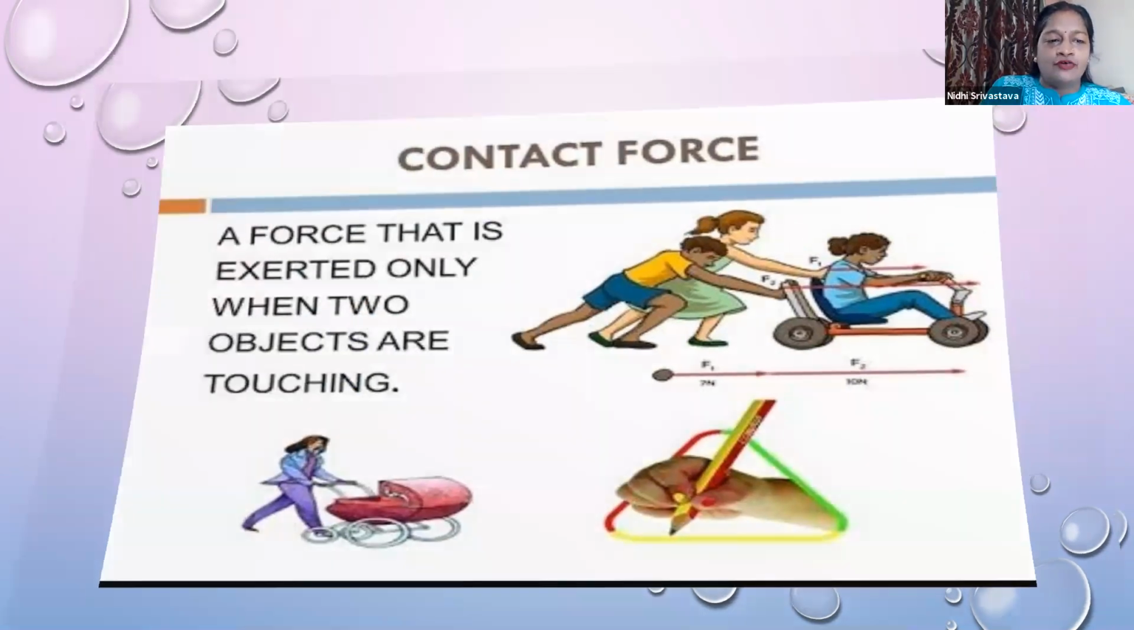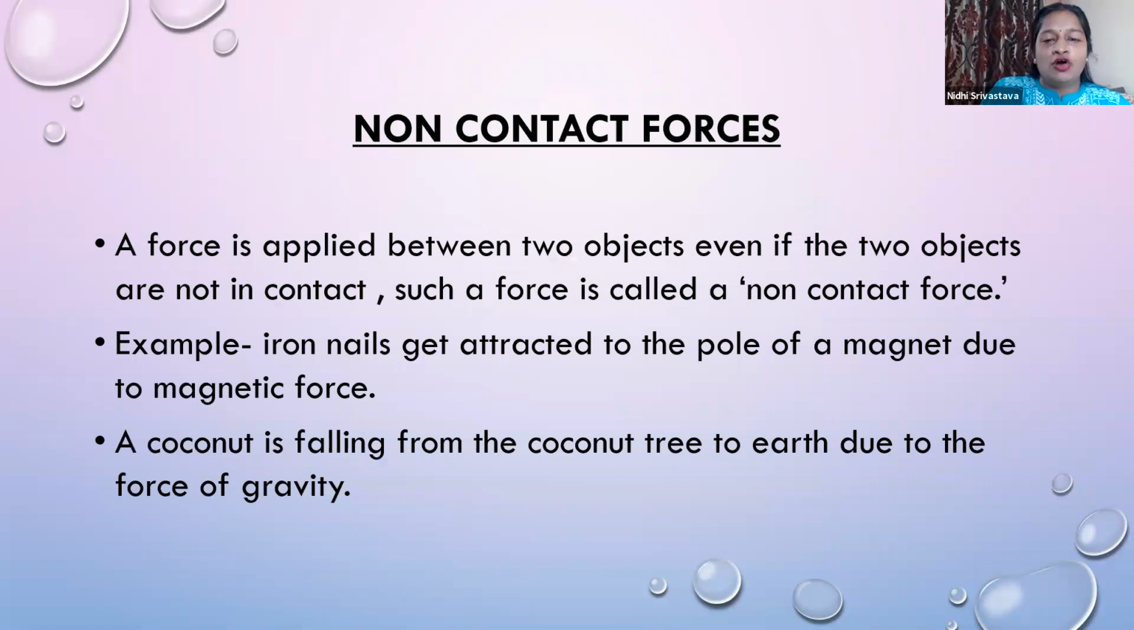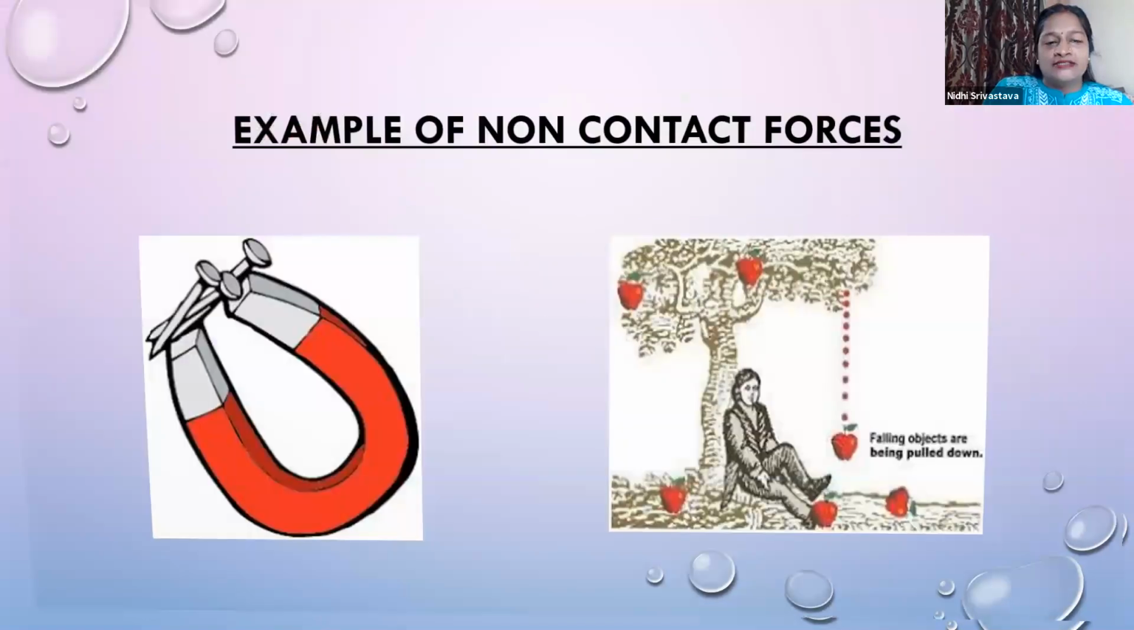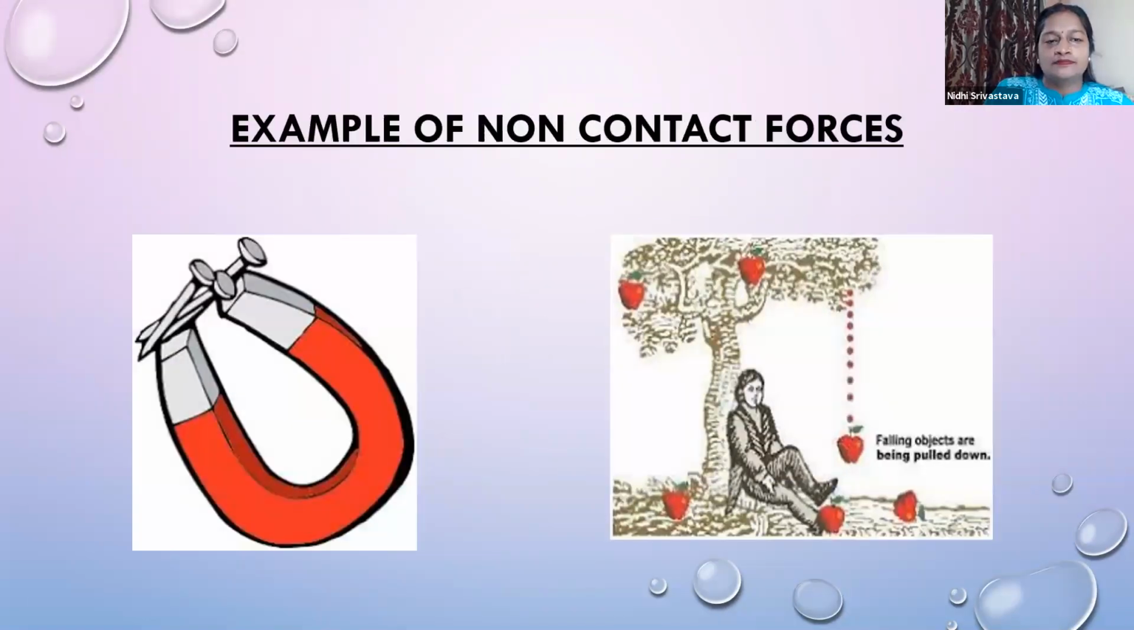Non-contact forces. A force is applied between two objects even if the two objects are not in contact. Such a force is called a non-contact force. Example, iron nails get attracted to the pole of a magnet due to magnetic force. A coconut is falling from the coconut tree to earth due to the force of gravity. See, these are example pic: magnetic force and gravitational force.